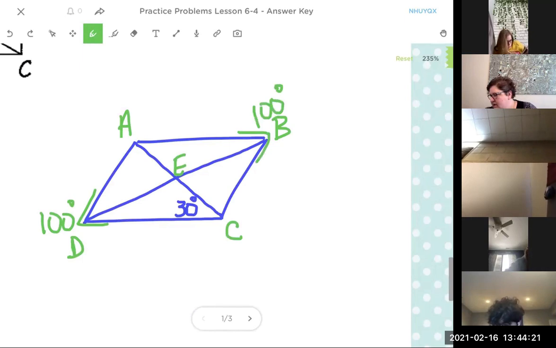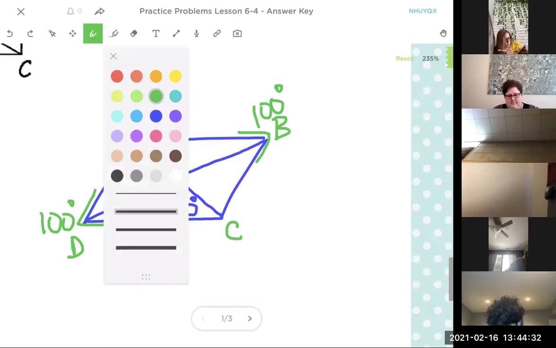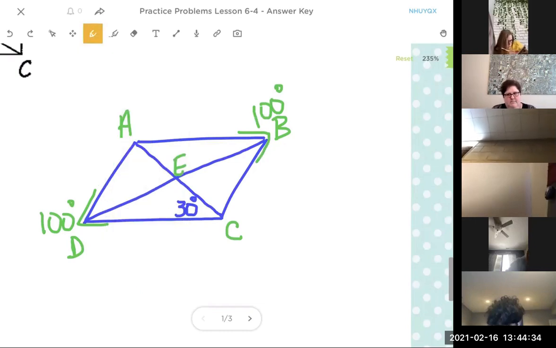Okay, Diamond, tell me an angle measure you could figure out. You can figure out A because aren't they supposed to be supplementary? So that would make this angle measure how much? 80. So then you can figure out C too. Okay, so this has to be 80, and that means this angle is also 80.